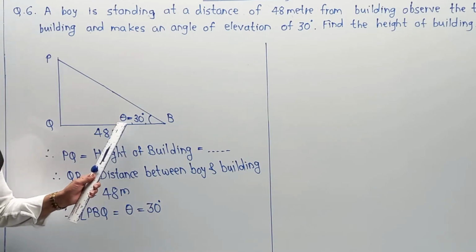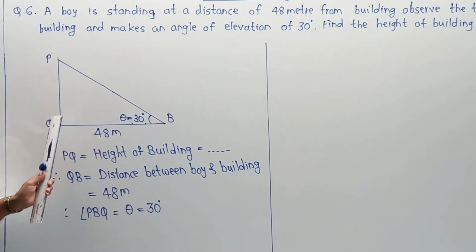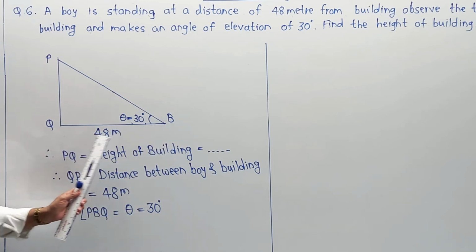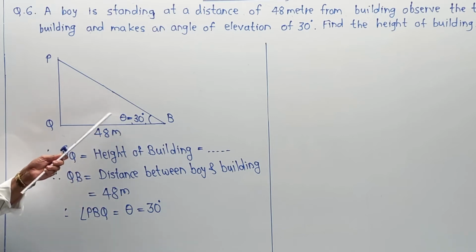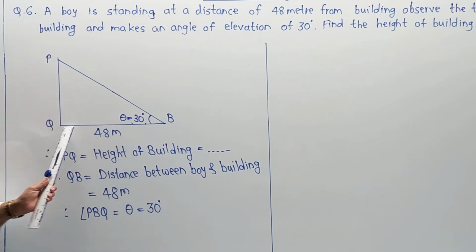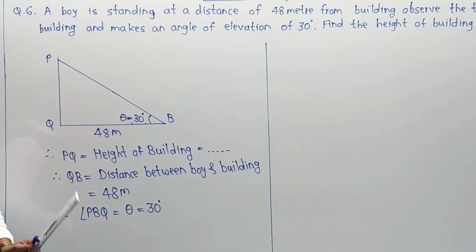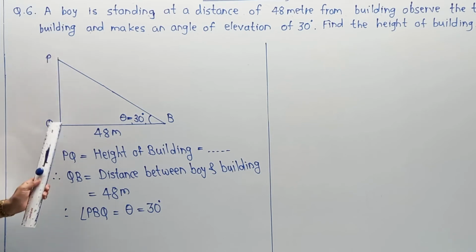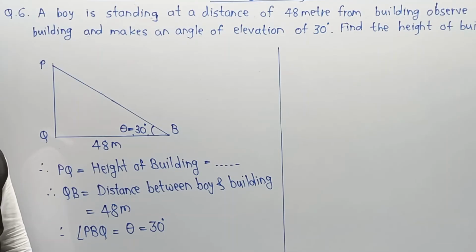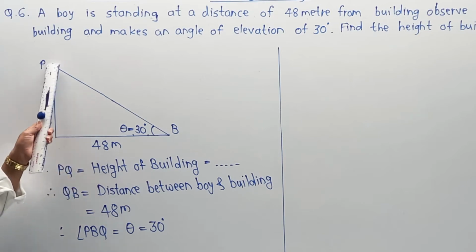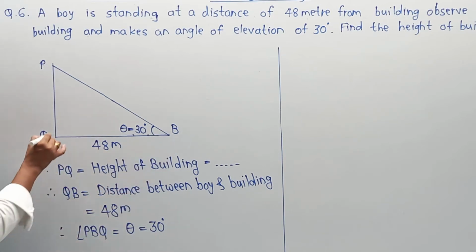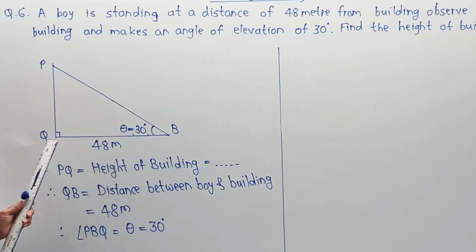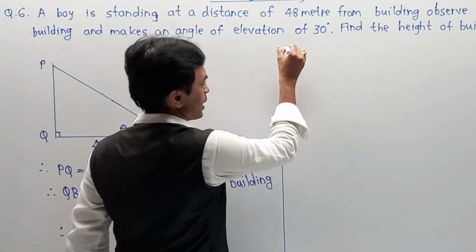Now students, remember this theta is 30 degrees and we are interested in calculating PQ, but we know the adjacent side, that is QB, and this QB is 48. Naturally theta is with us, we are interested in the opposite side and we know the adjacent side. Meaning simply we have to use the logic of tan theta. But first, the declaration of the triangle. So in triangle PBQ, as per this diagram, in triangle PQB your angle Q is 90 degrees, because the building must be perpendicular to the surface.